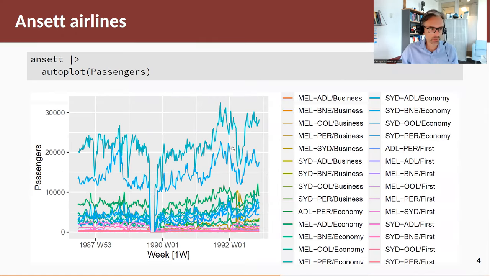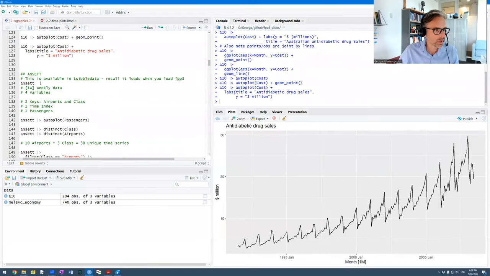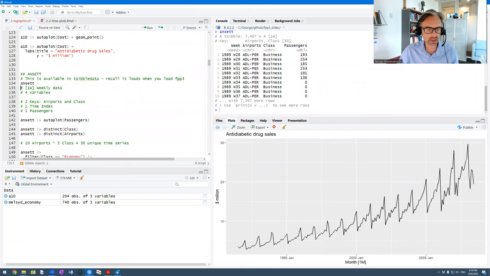Let's have a look at another example. This is the ANSET. As you can see, I'm passing the ANSET symbol into autoplot and I get a very crowded graph. Let me switch over to R to demonstrate this. So here's the ANSET symbol. So let's have a look at what this contains.